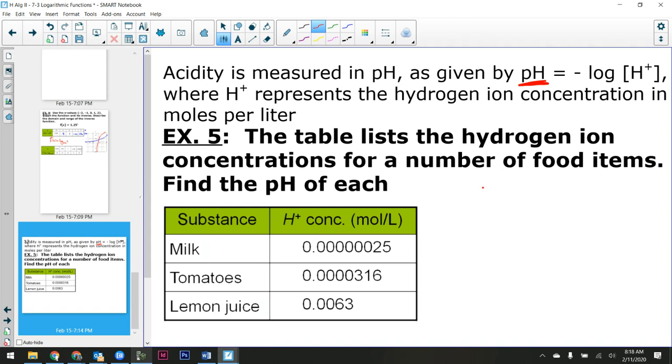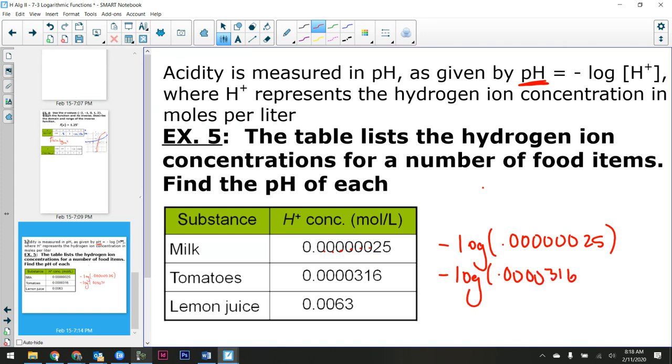Okay, so that means to find the pH of milk, if I had somehow done an experiment and found the hydrogen ion concentration is all of that, I would take the negative log of 0.1, 2, 3, 4, 5, 6, 2, 5. Right? If I wanted to find the pH of tomatoes, negative log of 0.0000316, and lemon juice, negative log of 0.0063.